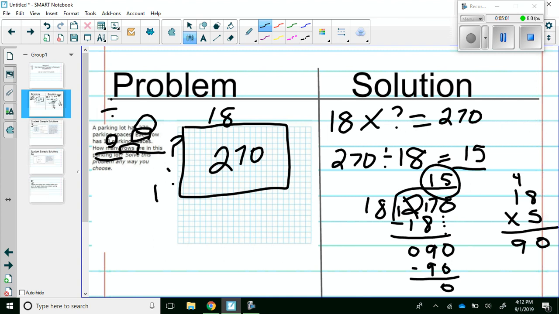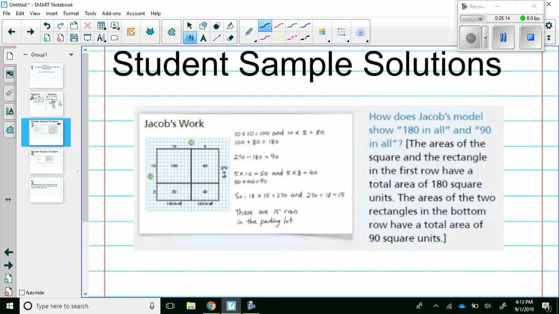So I found out that there are 15 rows in my problem. 15 rows of 18 spaces would equal a total of 270 spaces. Let's see how other people solved. Jacob did something where he broke up the numbers differently. Jacob knew that there was a total of 270 spaces in all. He took the area model to figure this out.